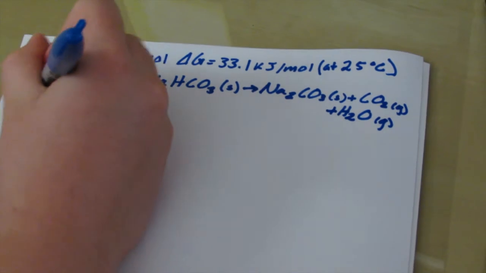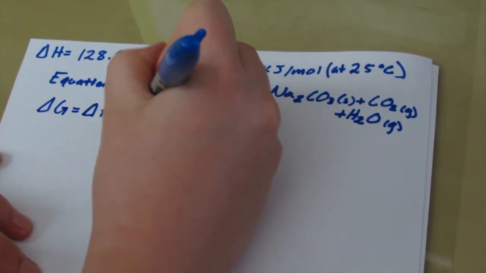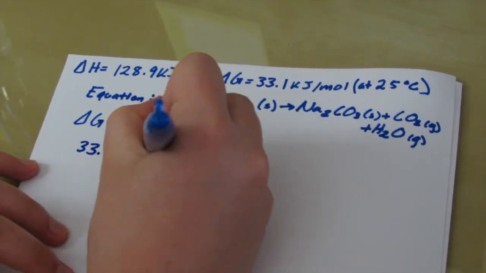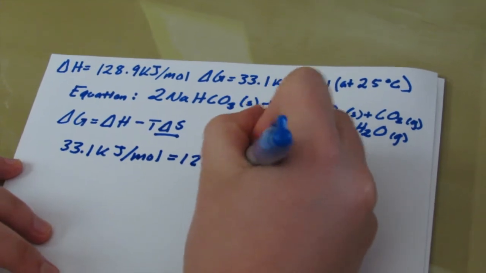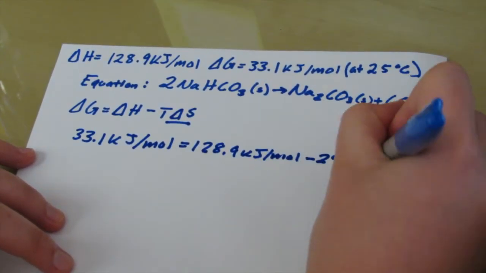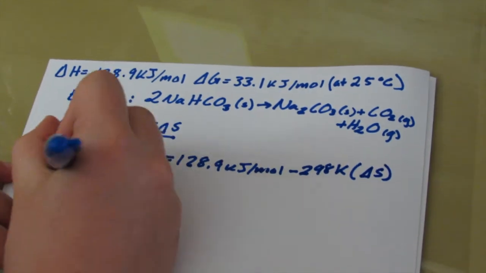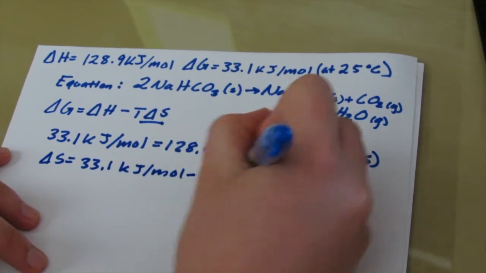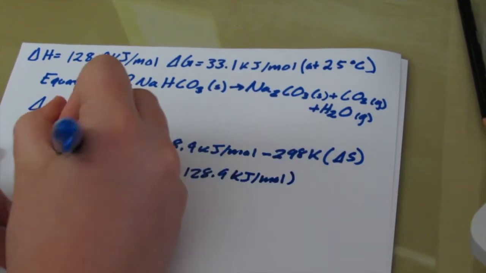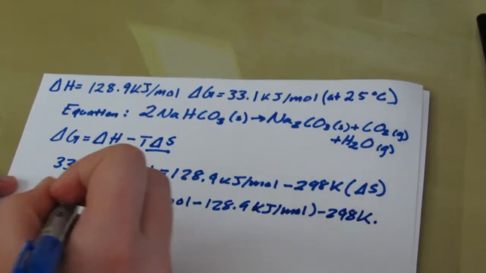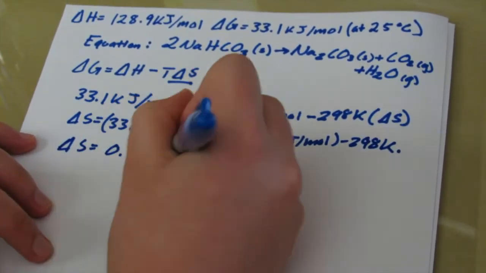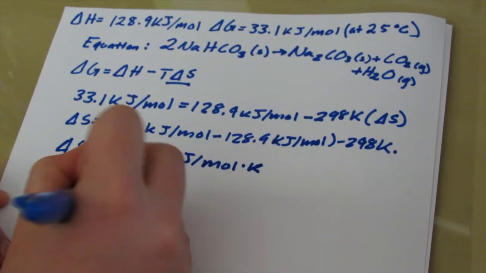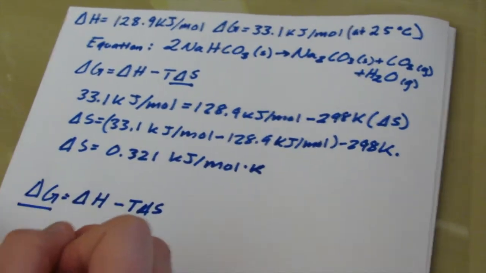First of all, we know that delta G is equal to delta H minus T times delta S. So first we must find delta S. We do this by making 33.1 kilojoules per mole equal to 128.9 kilojoules per mole minus 298 Kelvin times delta S. Then you get delta S by itself, which would give you delta S is equal to 33.1 kilojoules per mole minus 128.9 kilojoules per mole, divided by negative 298 Kelvin. After doing the calculations, you get delta S to be 0.321 kilojoules per mole times Kelvin.